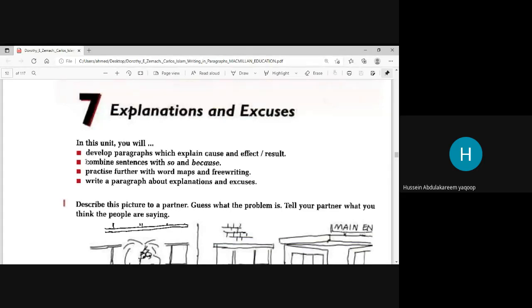And in this unit, we are also expected to know how to combine, how to join sentences with so and because. With so and because, these two tools are very prominent in explaining the explanations and excuses.